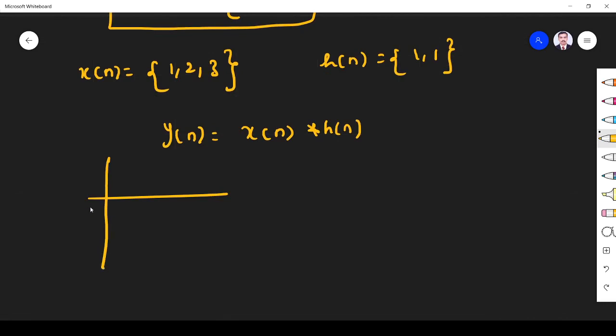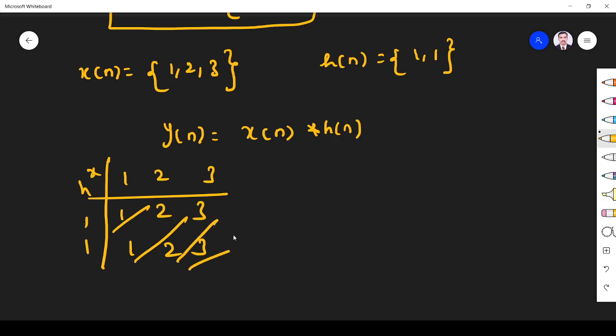We know how to get the convolution. Here I take x, here I take h. x is 1, 2, 3 and h is 1, 1. Finding the convolution, what I get is 1, 3, 5, 3. So y of n is equal to 1, 3, 5, 3.